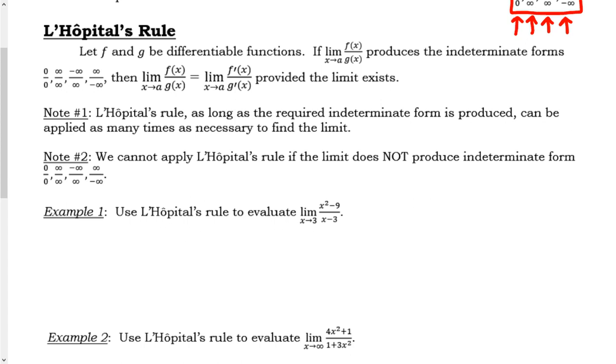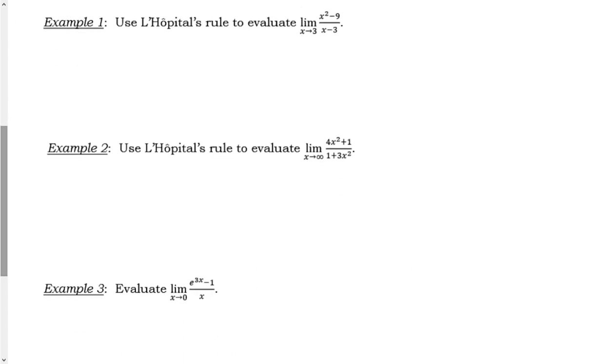So first thing we need to know, we have to have an indeterminate form. If we have an indeterminate form and we use L'Hopital's once and we get another indeterminate form, we can do L'Hopital's rule again, and we can do it as many times as we need. Note number 2, we cannot use L'Hopital's if we do not have an indeterminate form. So keeping those two things in mind, let's look at our examples.